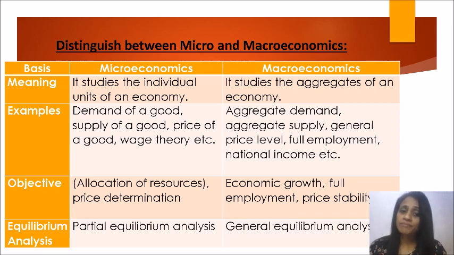And objective of microeconomics is price determination and allocation of resources also, we can say. How prices are determined in each and every market. But the major macroeconomic objectives of any economy are price stability, economic growth, full employment, and equal distribution of income and wealth. When we talk about equilibrium analysis, under micro, we do partial equilibrium analysis.